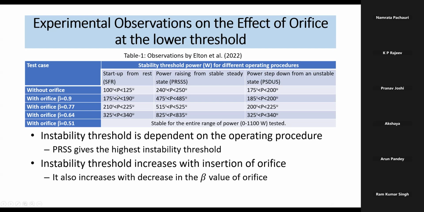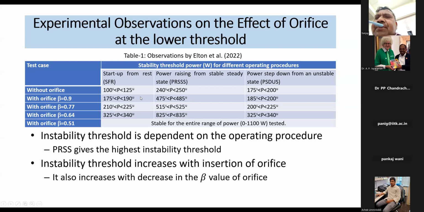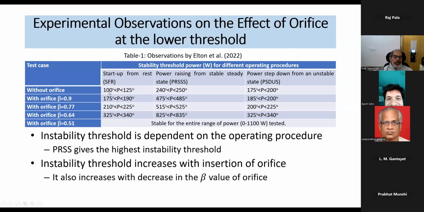Yeah. So let's look at this. This is one of our students who has tried to find out the effect of an orifice on the lower threshold. You find there are many ways the threshold can be approached; the operating procedure can be different. You start up from rest, you get an unstable response. Up to 100 watt it is stable. And if you actually start at a power less than 100 watt, then it is stable. Now you increase the power, and you find that it becomes unstable only at 240.